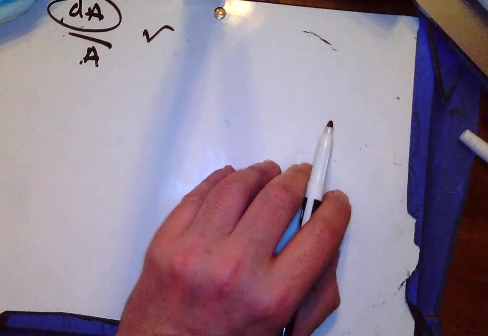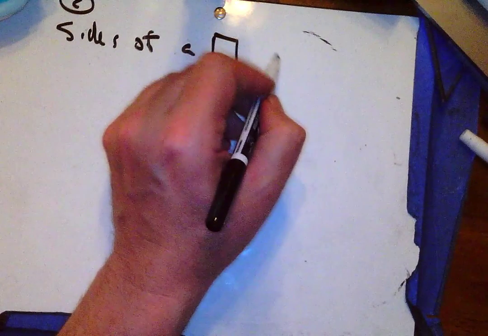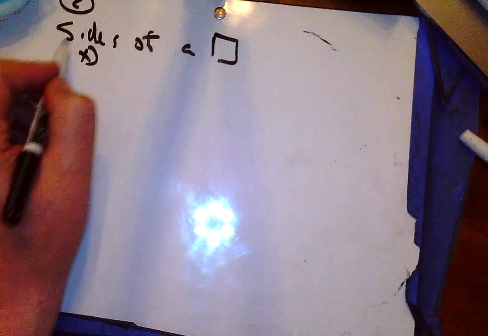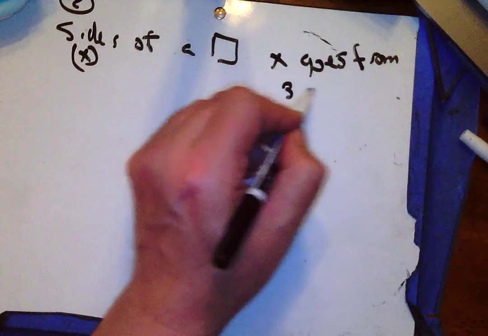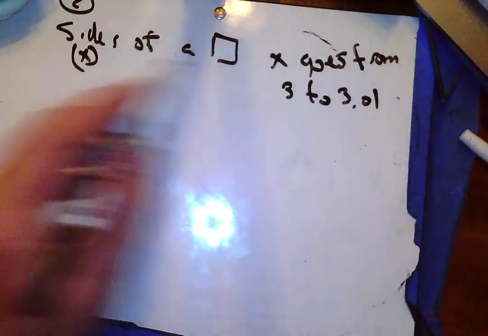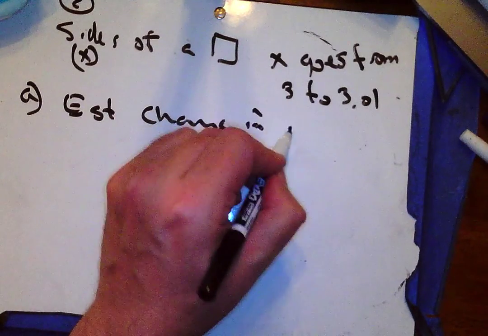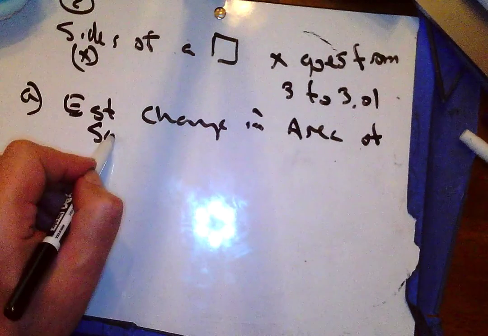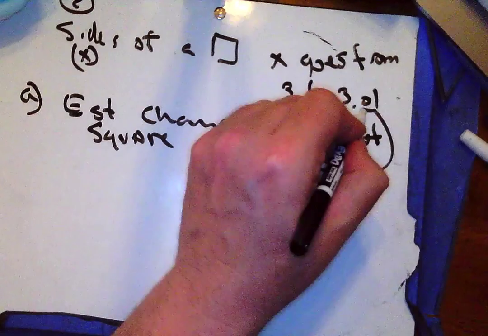Okay. The sides of a square increase from 3 to 3.01. This is a new problem. Sides of a square go from, let's call that side x, x goes from 3 to 3.01. Okay, and so what do we want to do? A, estimate the change in area of the square as x goes from 3 to 3.01.